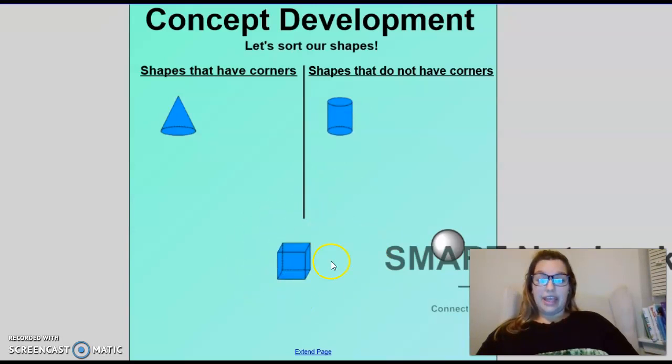Now we have a cube. Does that shape have points? Yes. So does it have corners? Look at 1, 2, 3, 4. There's a corner. Very good. And our last one, our sphere. Does this shape have points or corners? It does not.